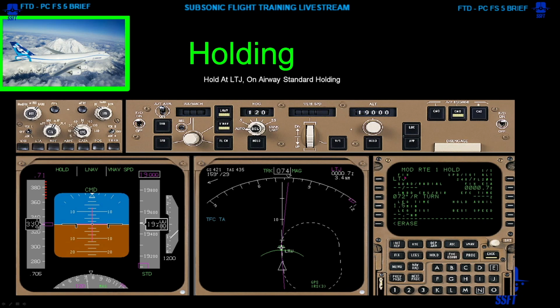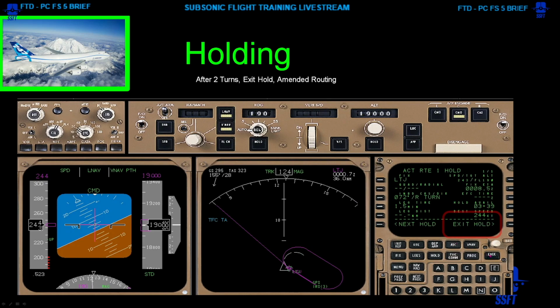So we're going to do a couple of these just to look at it. But the lesson is basically just to hold at your Klickitat, standard holding right turns. In which case you can see we've executed it. Klickitat is still the active waypoint.